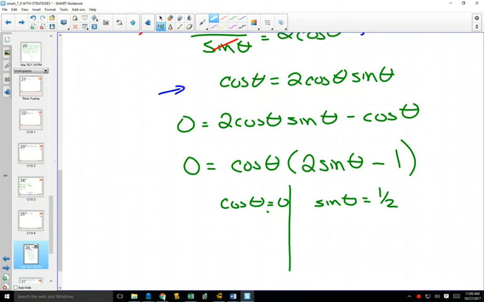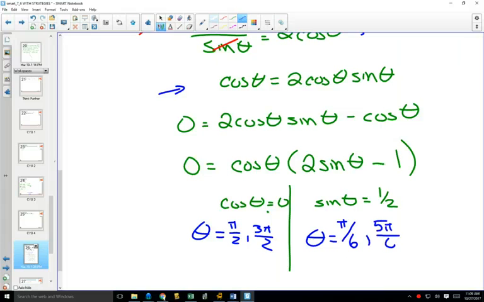So where is cos theta equal to 0? That's when theta is equal to pi over 2 and 3 pi over 2. And sine of theta equals 1/2. That's when theta is equal to pi over 6 in quadrant 1 and 5 pi over 6 in quadrant 2. Excellent. So you'll notice this in your take-home quiz as well, that sometimes you'll want to divide to cancel things out, but instead you need to factor, because then you will get all of the answers instead of just half of the answers.